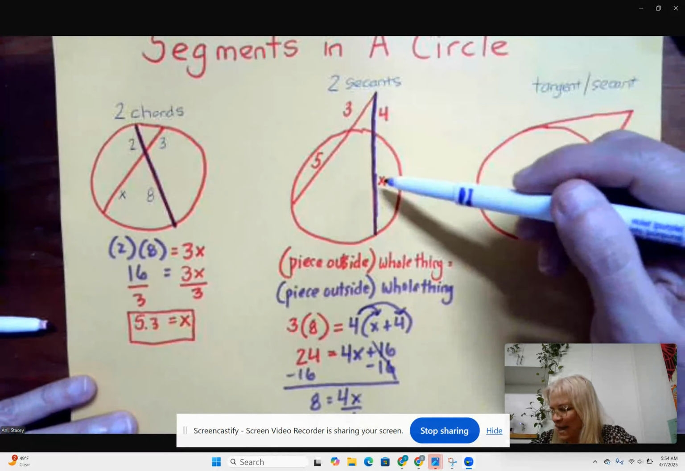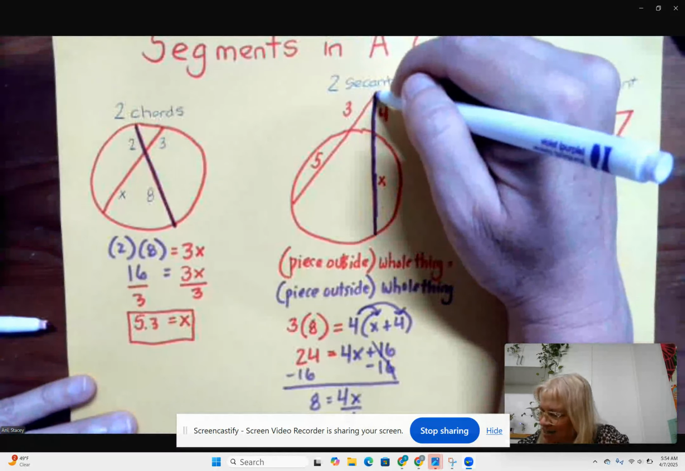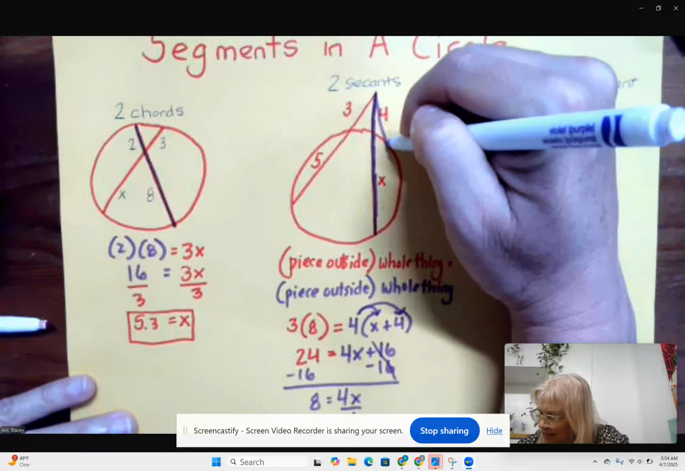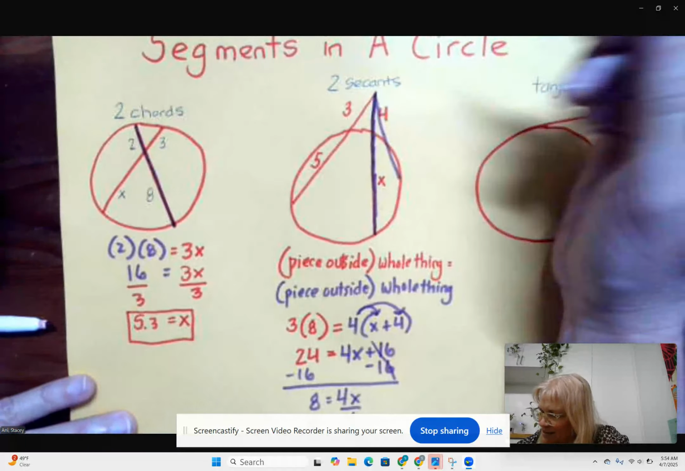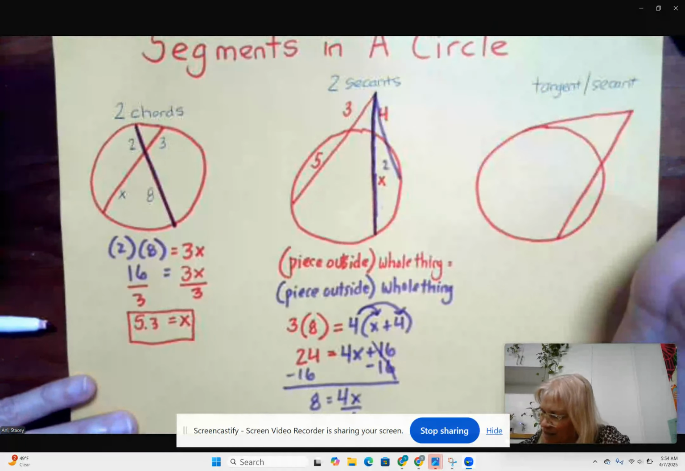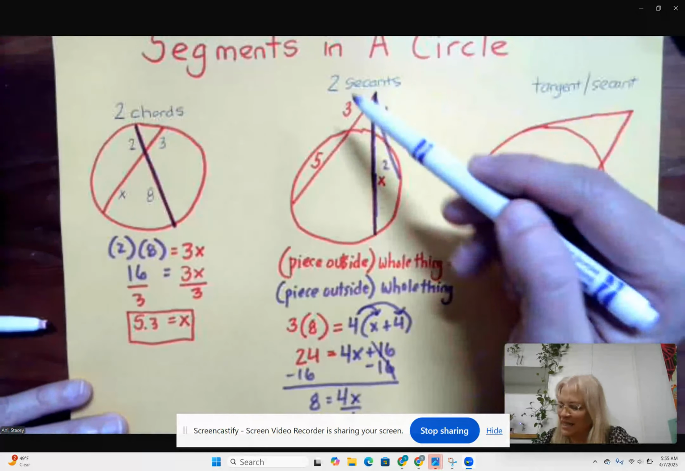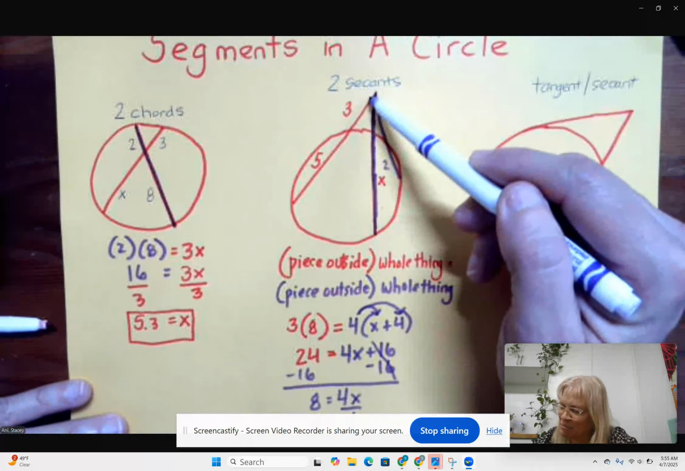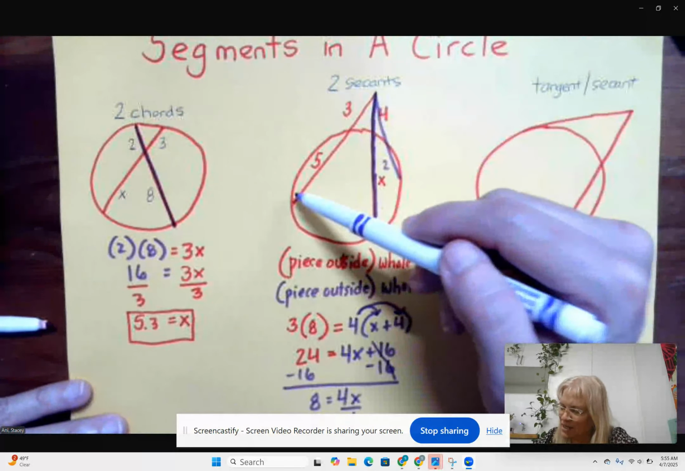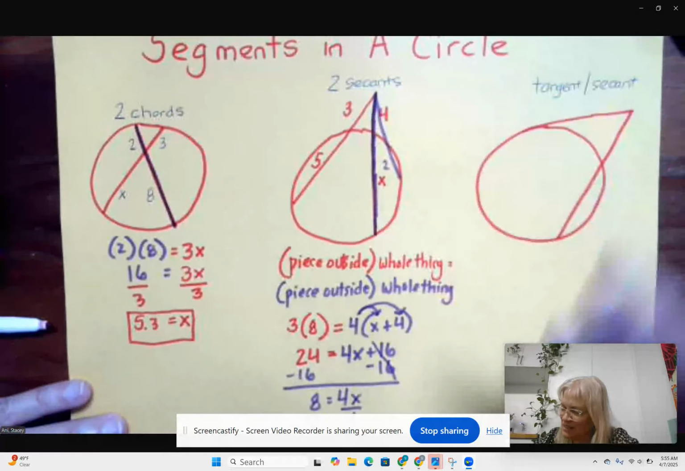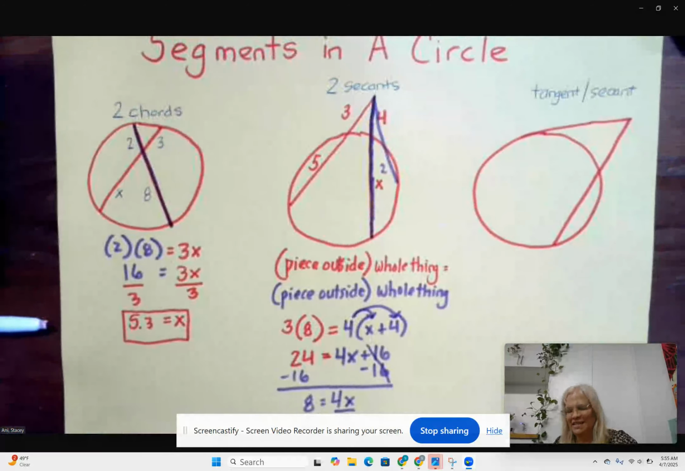So what I know now is that this would actually look a lot more like this, where this little section right here would be the 2. Sorry about that. I hope I didn't add any confusion. But basically, when you have two secants, you're multiplying the piece outside times the whole thing is equal to the piece outside times the whole thing. Now, what do you do in this situation, like we have over here?